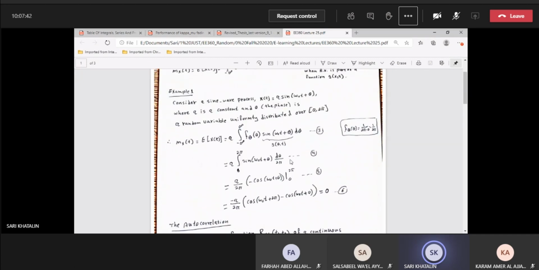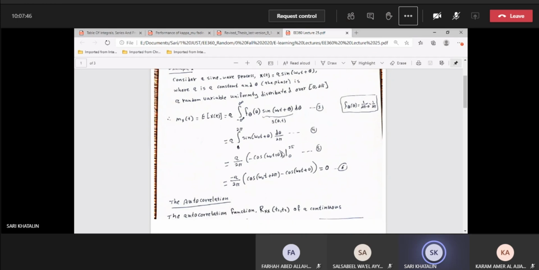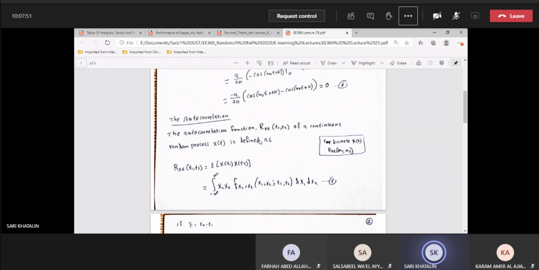Now, this is related to the mean. We had two examples on the mean, this example and another one in the last lecture. Let's talk now about something called autocorrelation. As you can see here, the autocorrelation function is given by R_xx of t1, t2 for a random process. It's the expected value of two realizations, x1 and x2 in this case, at times t1 and t2. It's the same random process, but taken at two different times, t1 and t2. So we just take x1 and x2 based on their times and do the integration. This is basically the expected value.